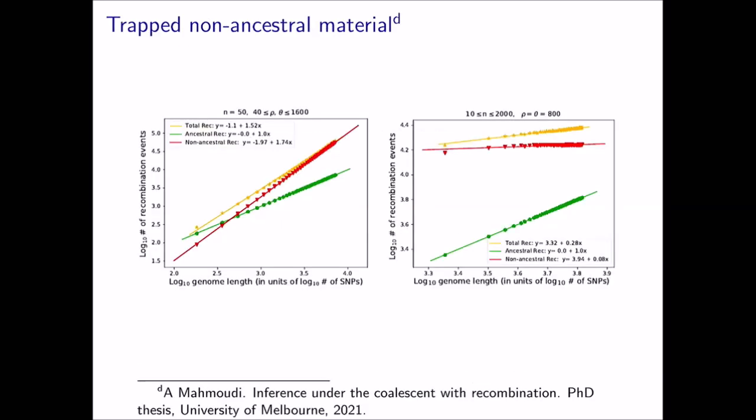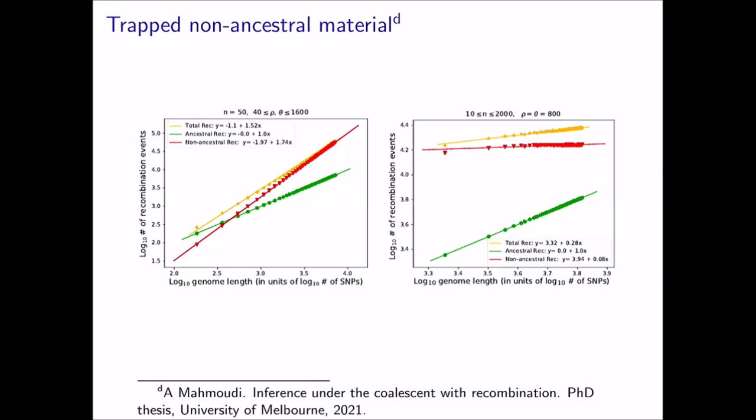So how important is this missing out of trapped non-ancestral material? This picture describes just how much of that actually happens in realizations of ancestral recombination graphs, to try to quantify how big the error you make is if you ignore it. The green line is the number of ancestral recombinations. The yellow line is the total number of recombinations, and the red line is the number of non-ancestral recombinations, so recombinations happening in trapped non-ancestral material.